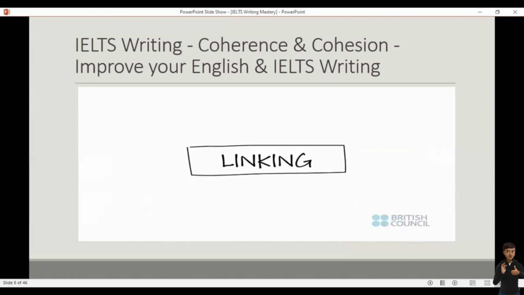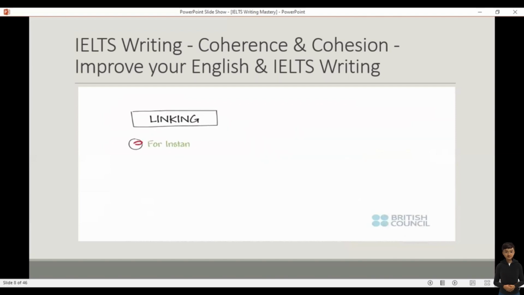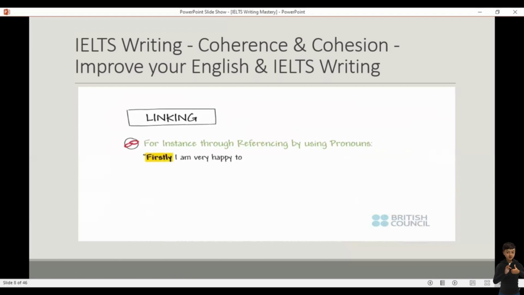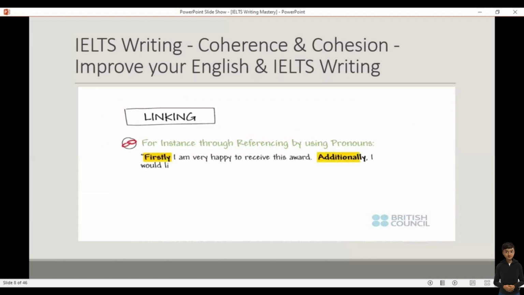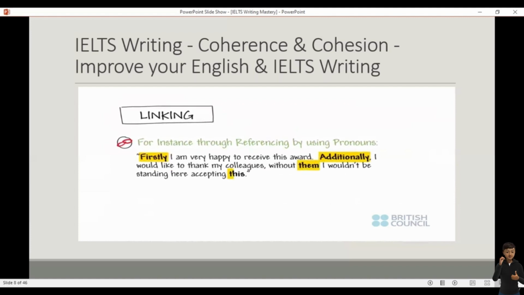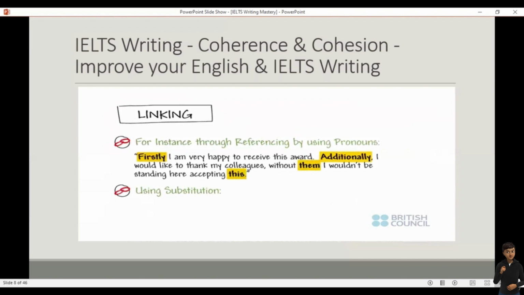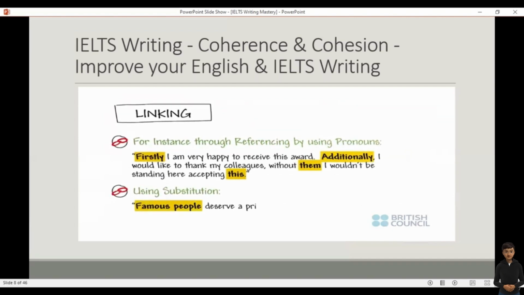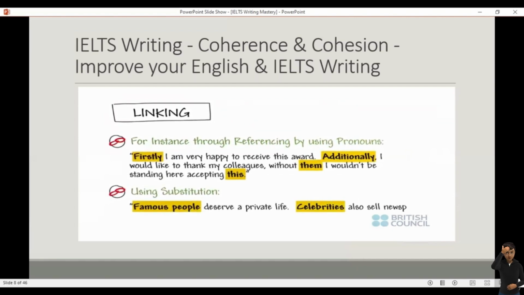Linking can be done in a variety of other ways. For instance, through referencing by using pronouns. Firstly, I'm very happy to receive this award. Additionally, I would like to thank my colleagues. Without them, I wouldn't be standing here accepting this. And also using substitution. Famous people deserve a private life. But celebrities also sell newspapers.